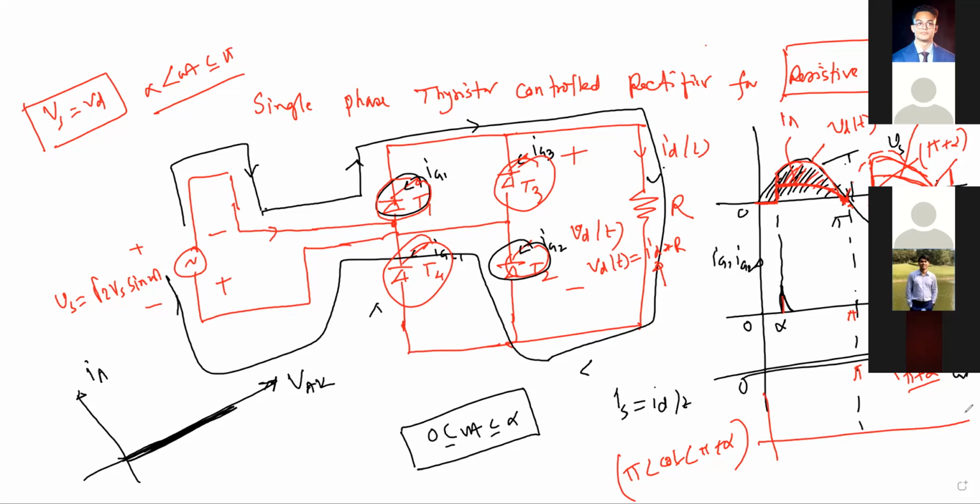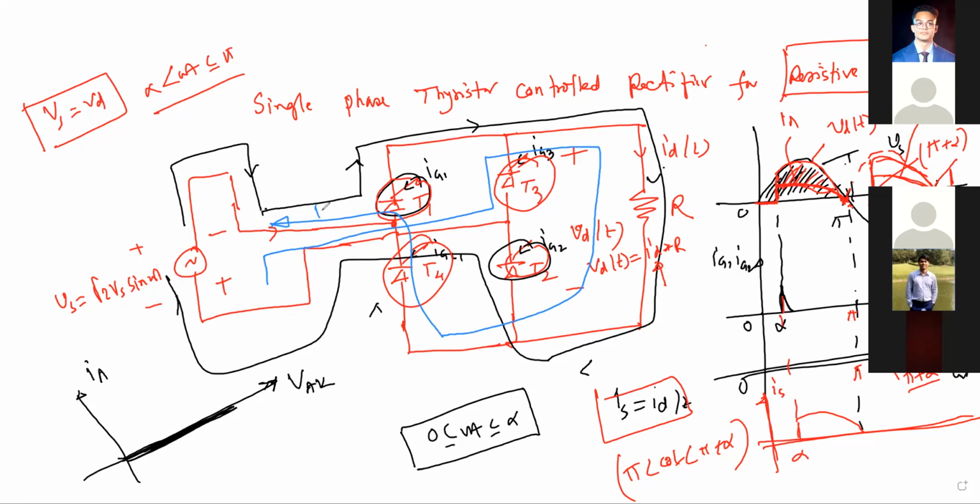Now, if we want to plot IS, IS will be ID, as I already mentioned. So with alpha, it will be like this. And for the negative half cycle, T3 and T4 will be conducting. If you follow my path, look here, T3, T4, and T3 here. So this is also IS. This IS reverses direction, so we should get the mirror replica of here.